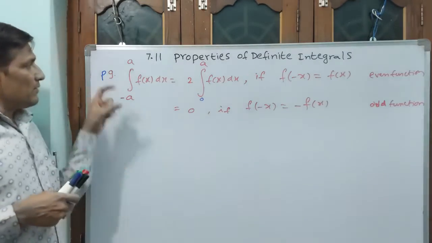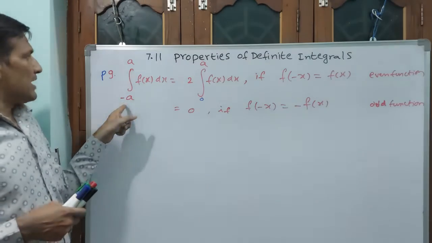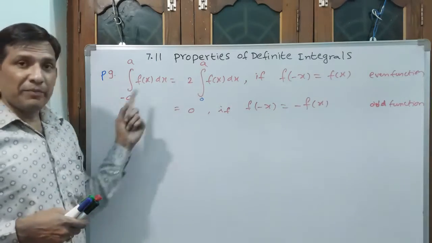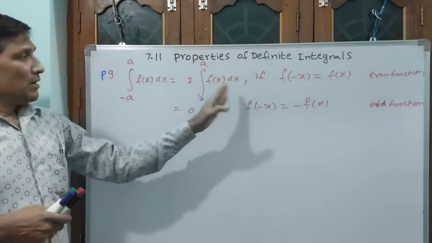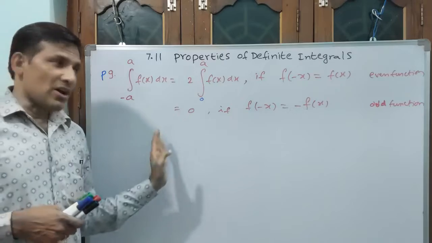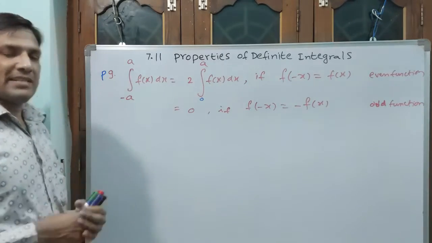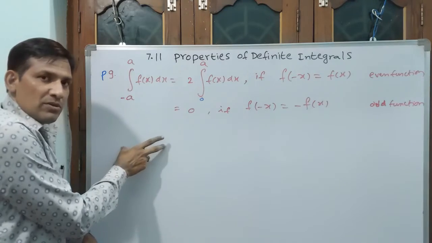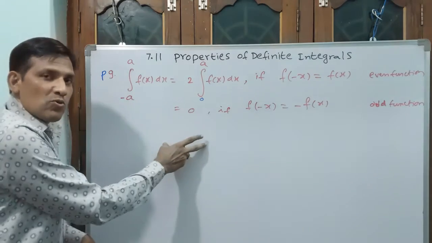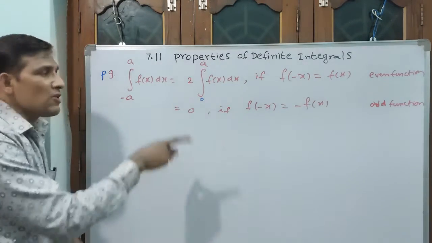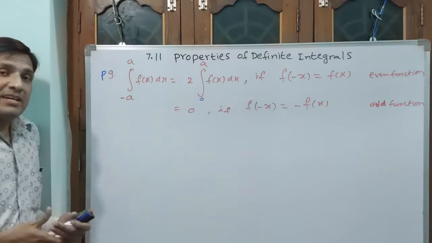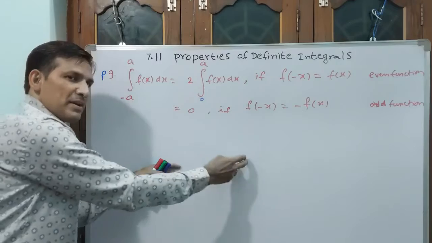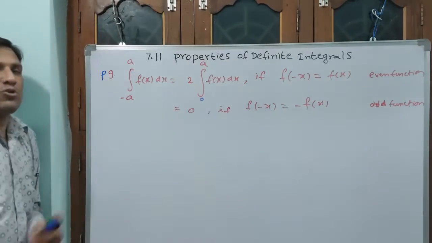See, 2 times, but 50% of the limit. See, minus a to a is the full interval, and 0 to a is 50% of minus a to a. But if it is even, 2 times. If it is odd, plus and minus both are going to get cancelled. Okay, if it is an even function, from minus to 0, 1, plus 0 to the upper limit, 1. 1 plus 1, 2 it is going to become. If it is an odd function, minus to 0 is minus, okay? 0 to plus is plus, minus plus is going to become 0.